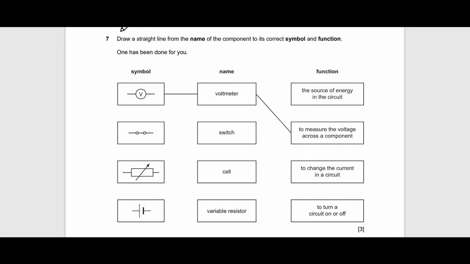Question 7. Draw a straight line from the name of the component to its correct symbol and function. One has been done for you. Symbol, this one. Name, voltmeter. Function, to measure the voltage across a component. This one and next is this. And the names are switch, cell, variable resistor. Functions: the source of energy in the circuit, to change the current in a circuit, to turn a circuit on and off.